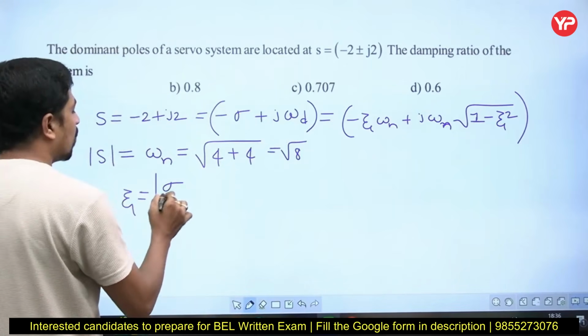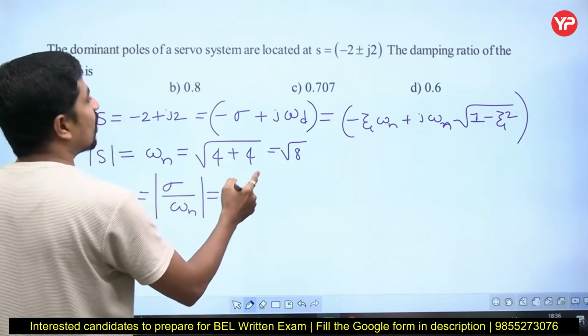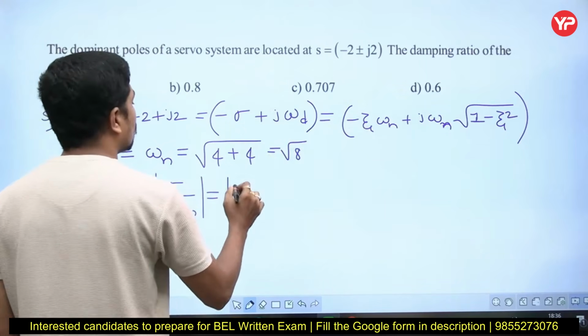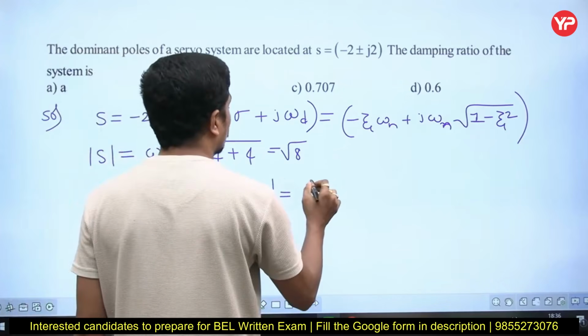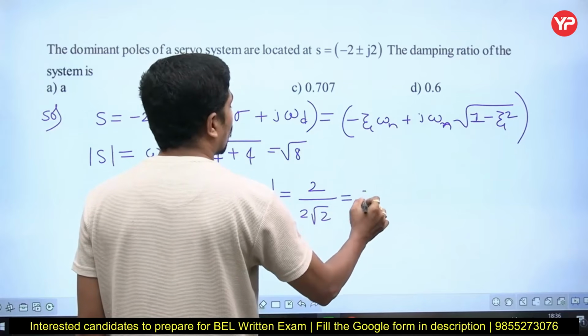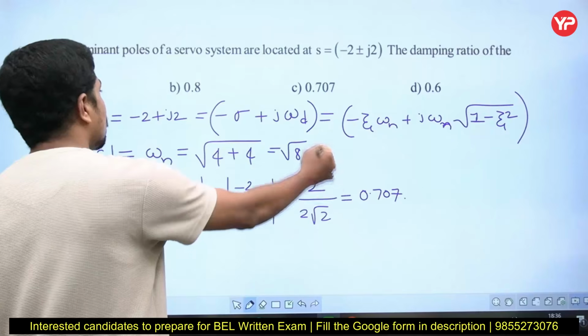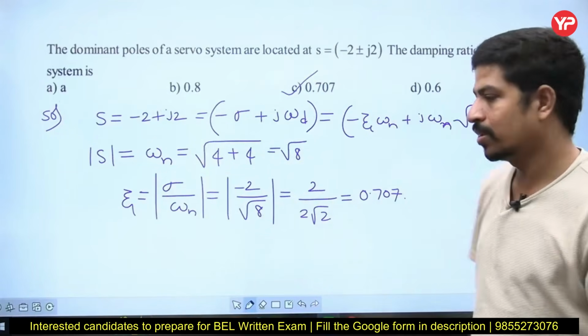Zeta is the magnitude of sigma by omega n. What is sigma? Sigma is zeta omega n. How much is it? 2. And by omega n, root 8. That is equal to 2 by root 8, which is 2 root 2, the 2 cancels, 1 by root 2, which is 0.707. Option is C. This is also a direct question, right?